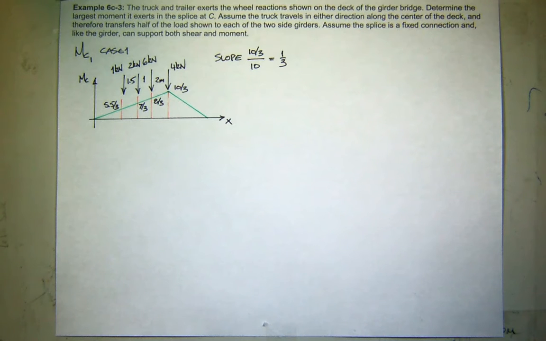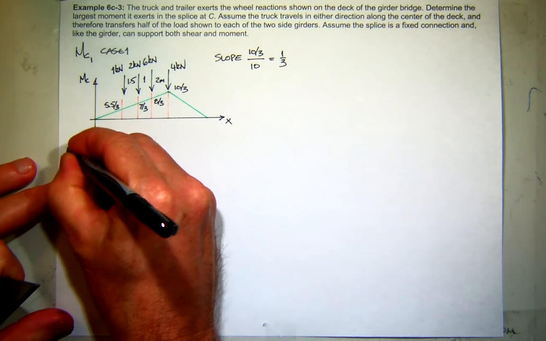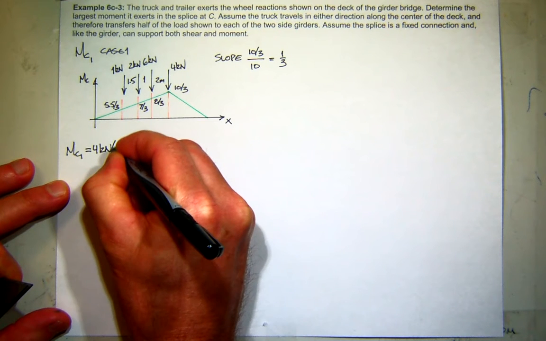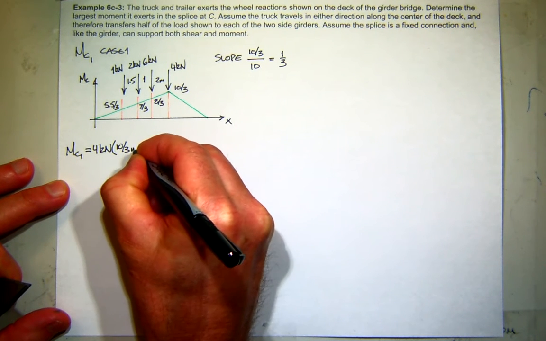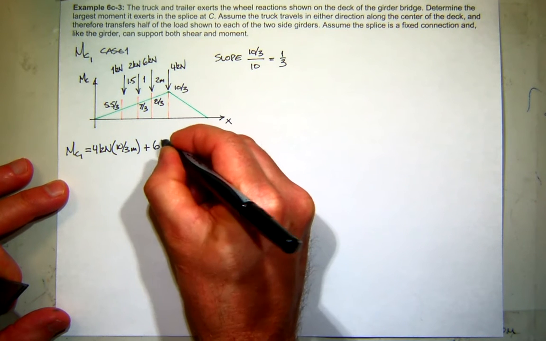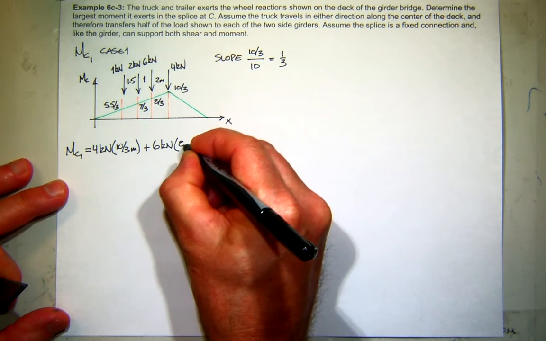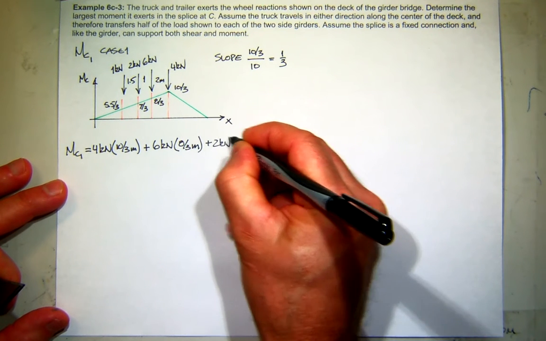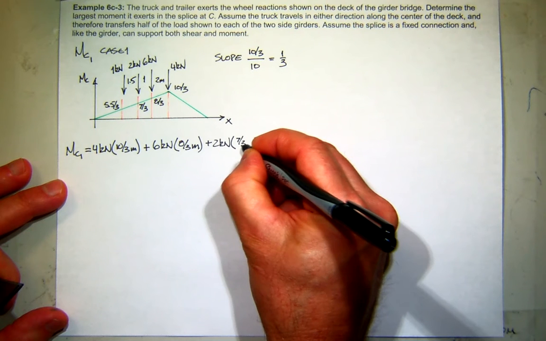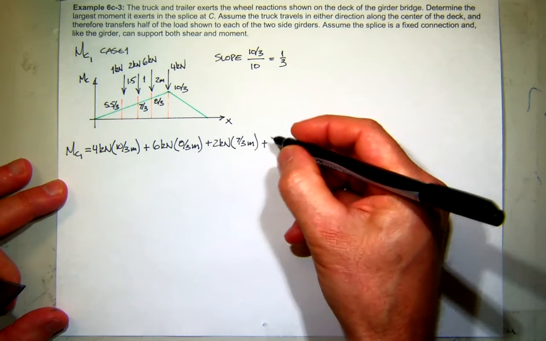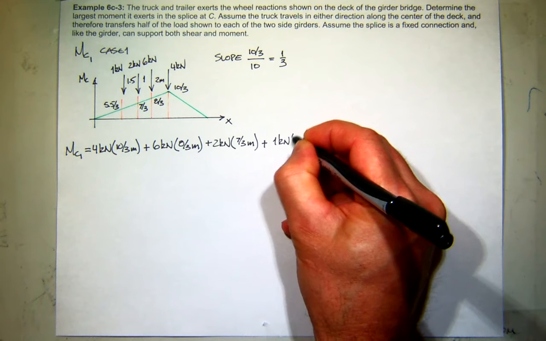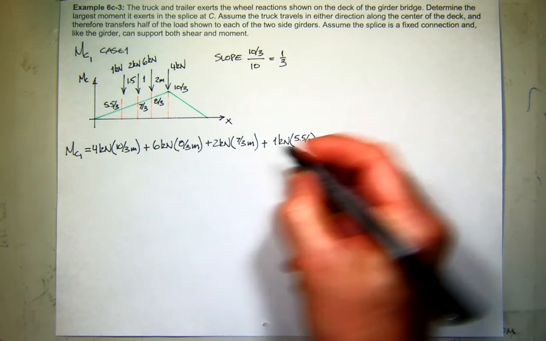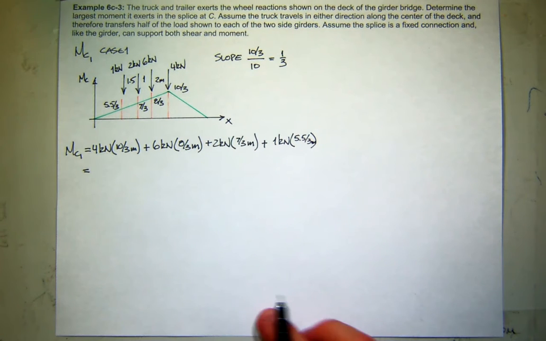You get all those values, and then it's just a matter of adding them up. So in this case, it would be 4 kilonewtons times 10 thirds meters plus 6 kilonewtons times 8 thirds meters plus 2 kilonewtons times 7 thirds meters. All right, hang in there, we're almost done. And then 1 kilonewton times 5.5 thirds meters. So what's that all equal to? Somebody calculate that.